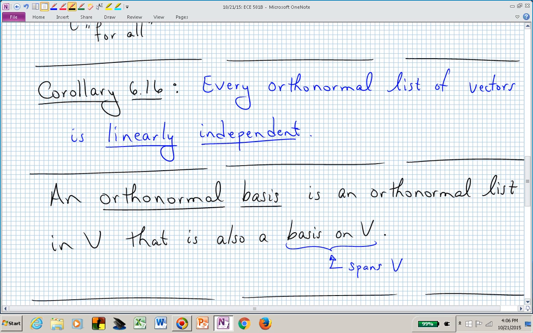Then once we have an orthonormal basis, or we can find an orthonormal basis, or we can create an orthonormal basis, if we have an orthonormal list in V, and that list of vectors also spans V, then that is an orthonormal basis on that vector space V. And it's nice to be able to have access to or be playing with an orthonormal basis on a particular vector space.